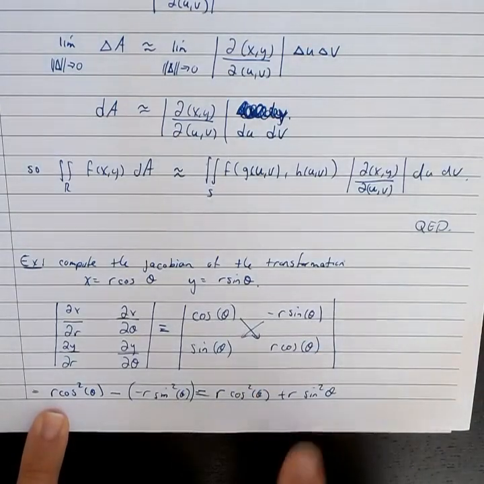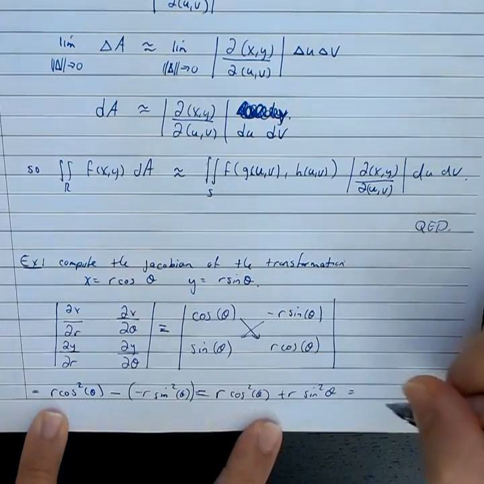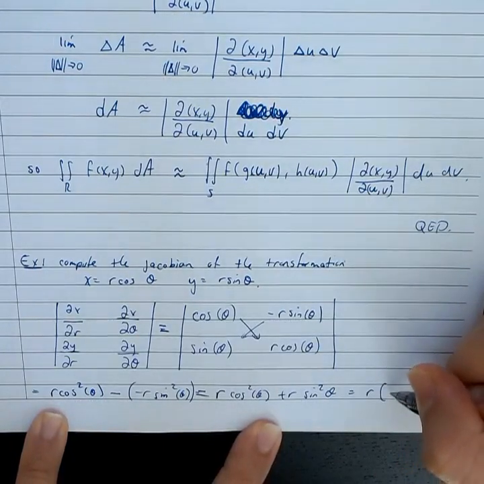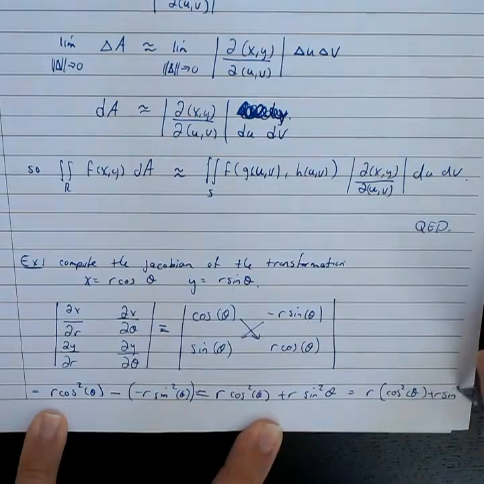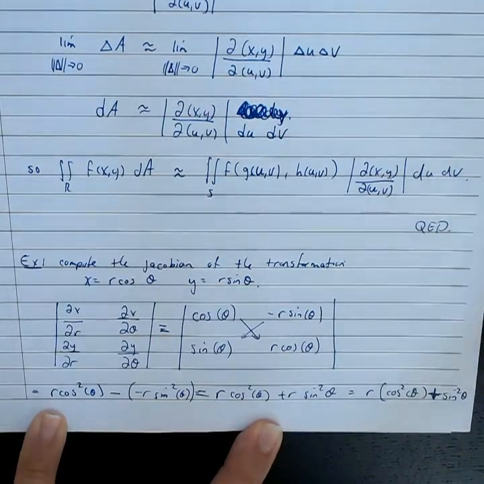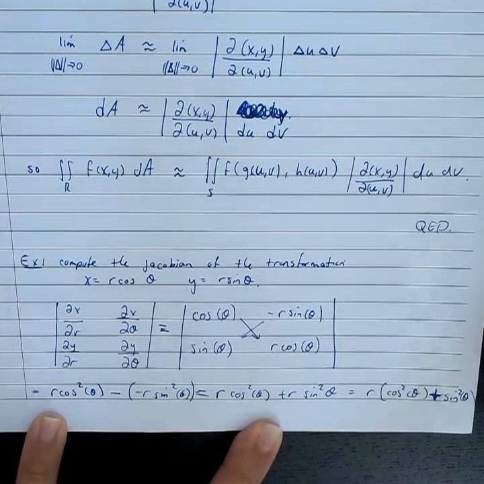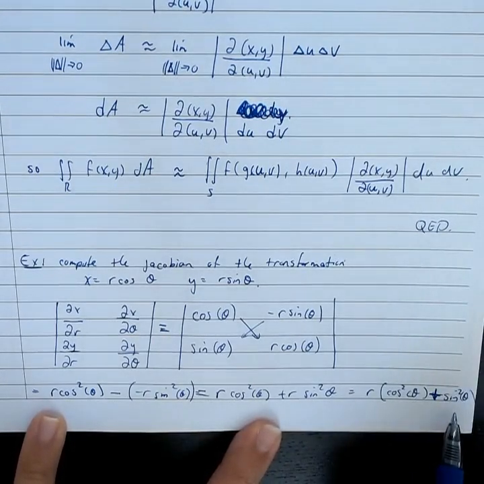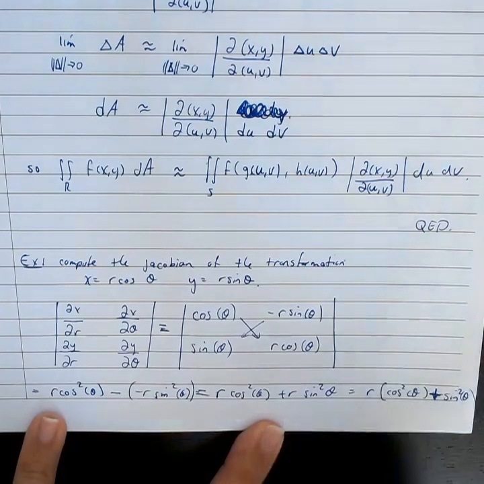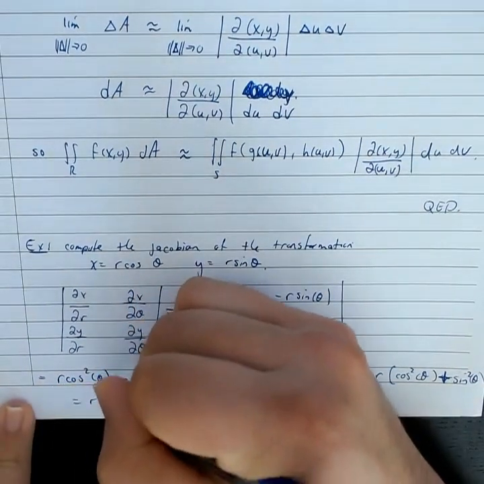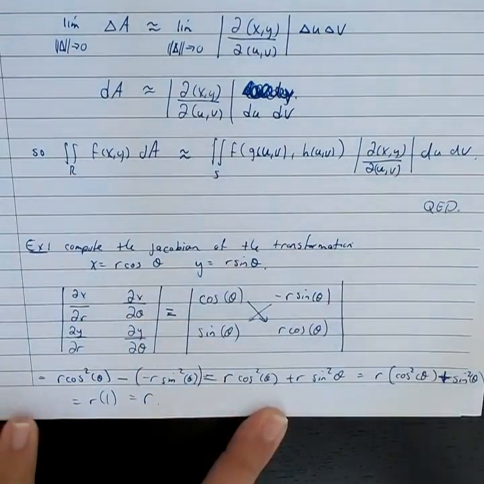Notice that I have a common factor, which I can go ahead and factor out. I can write that as r times the cosine squared of theta plus sine squared of theta. But by the Pythagorean identity, that's always the number 1. So that's equal to r times 1, which is just r.